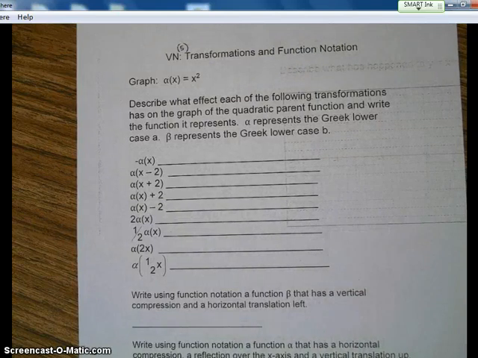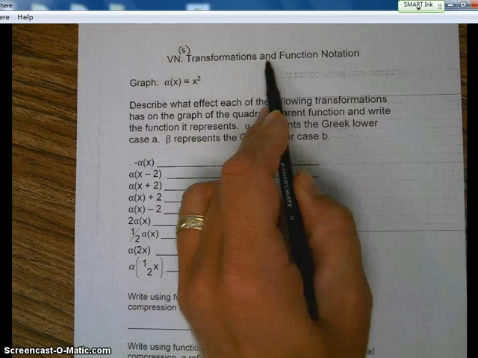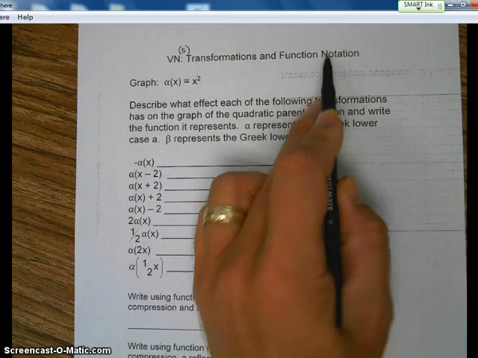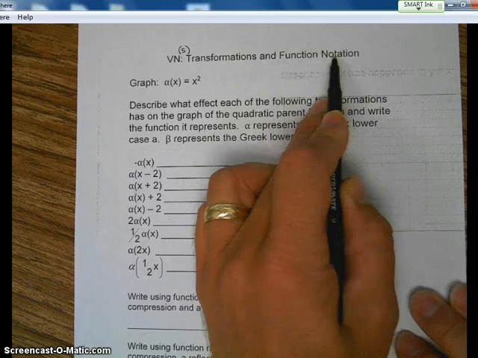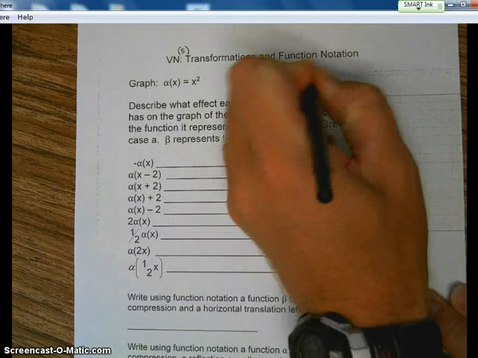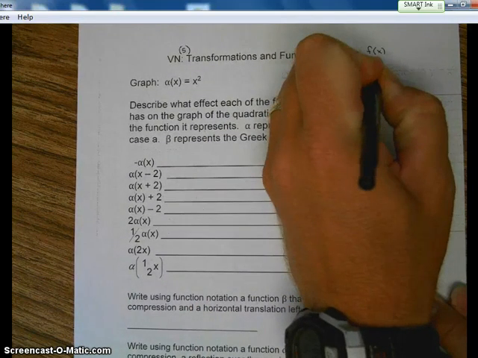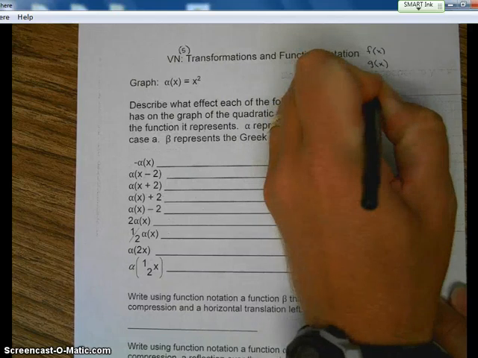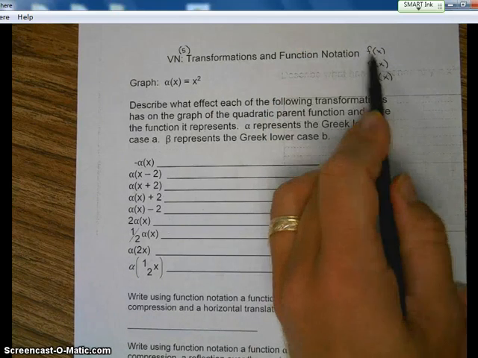So anyway, we're going to look at transformations and function notation. The function notation that we've used so far has looked like this: f of x, g of x, b of x, and so on. So we've used the letters of our alphabet.